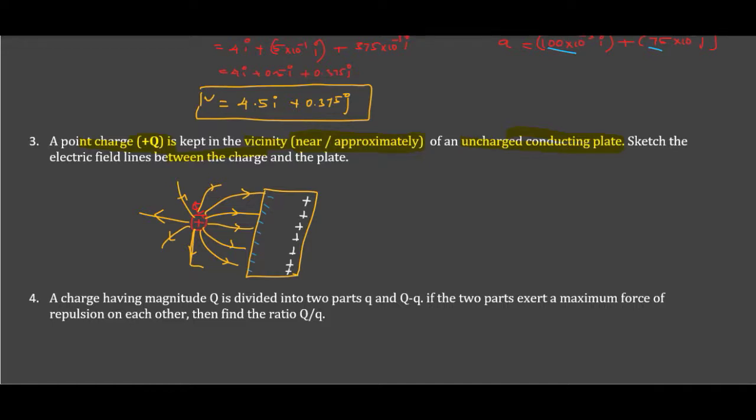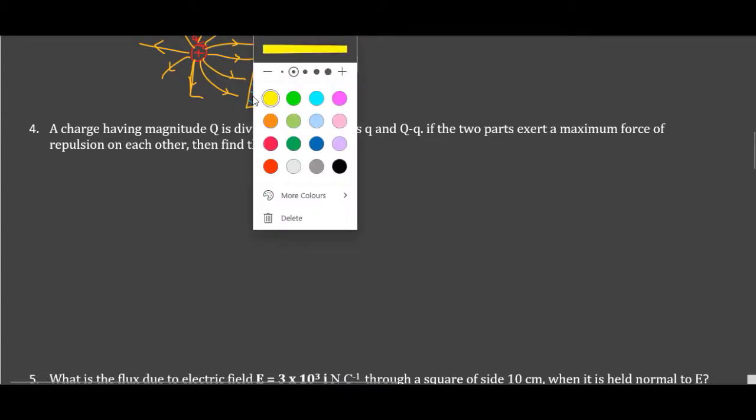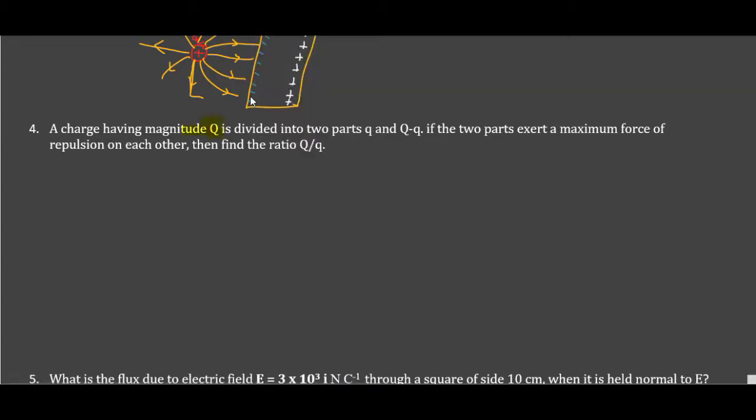Now we are moving to the fourth one. A charge having the magnitude plus Q is divided into two parts: one is q and the other is Q minus q. So we have two charges. The two parts exert a maximum force of repulsion on each other. Then find the ratio of Q to q.